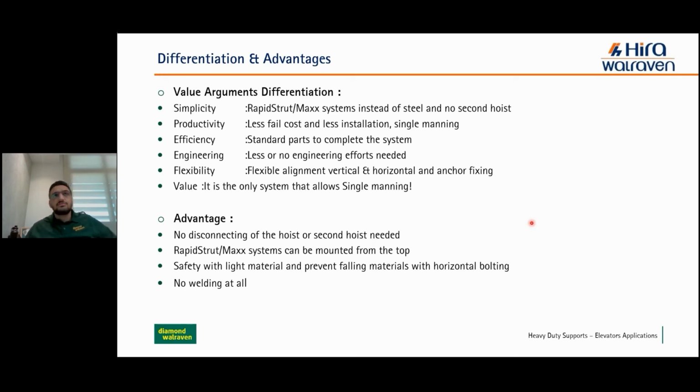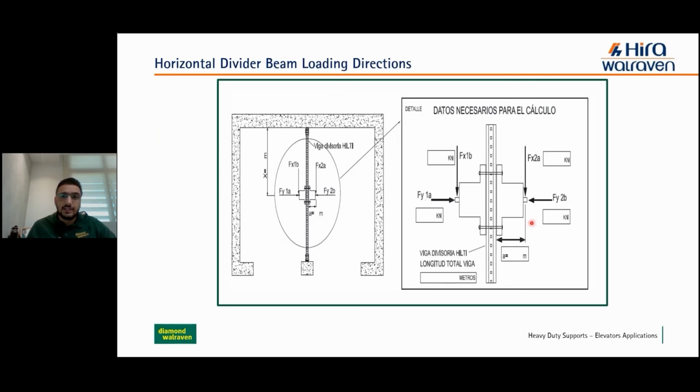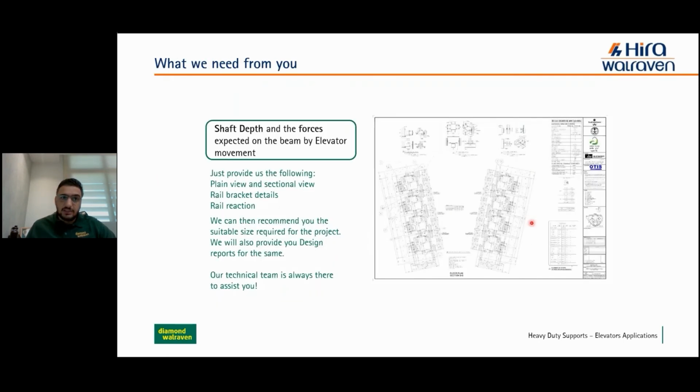In the next few slides, we're talking about what is required from your side so that we can give you the required support. First of all, we need the loading directions. We need the loading in the X direction, the horizontal loading on the divider beam caused by the guide rail. Just provide us with the drawing, plan view and sectional view, rail bracket details, and rail reactions. We can then document you with the suitable size from our product range, and we can also do the design and the anchor selection.